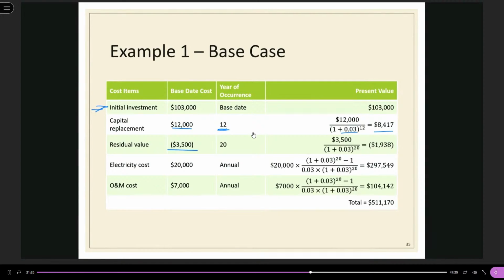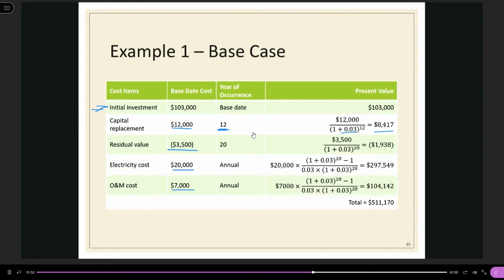Okay? And the residual value. So 20 years later, you get $3,500, which is the same as you get $1,938 today. The electricity costs and the operation and maintenance costs, these are recurring costs.